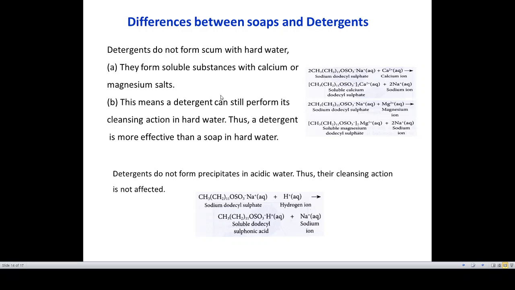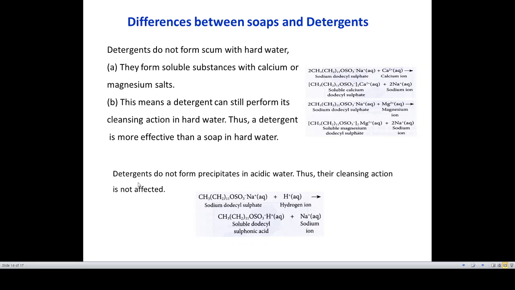Now let us look at what detergents do in the presence of hard water. Here we have taken the detergent sodium dodecyl sulfate, and in the presence of hard water, which contains calcium and magnesium ions, they form a product, calcium dodecyl sulfate, which is a soluble substance, and hence it does not form any scum. This means a detergent will still perform its cleansing action in hard water, and hence a detergent is more effective than a soap in hard water.